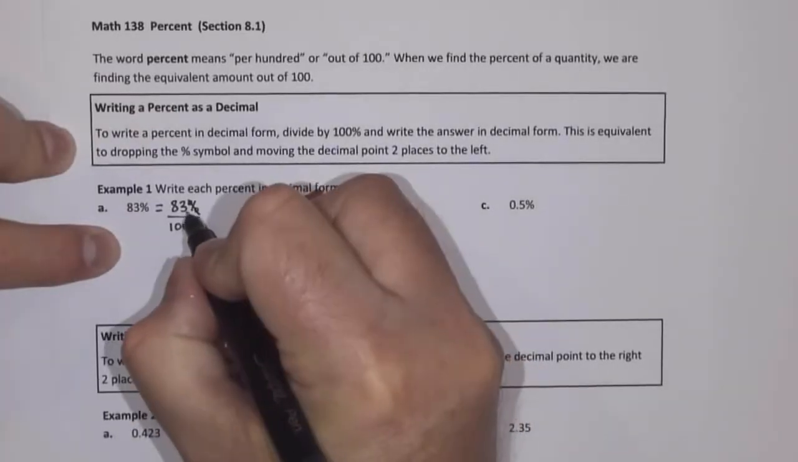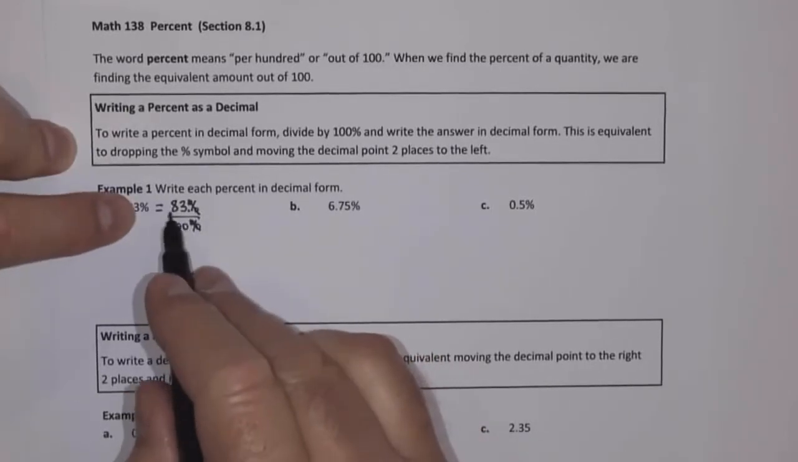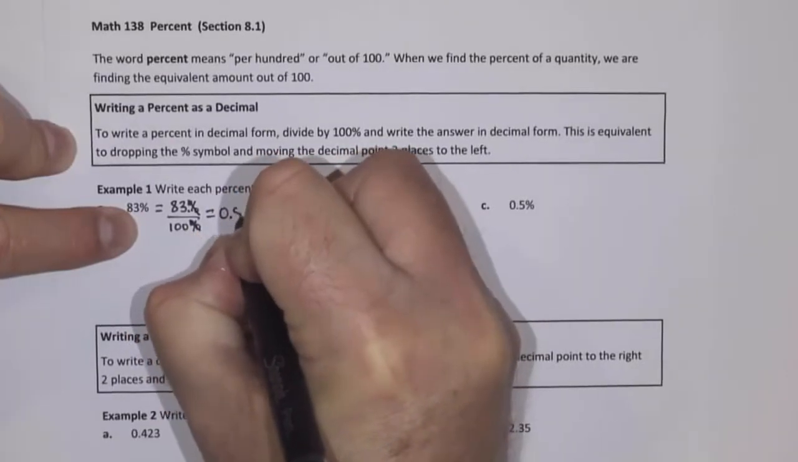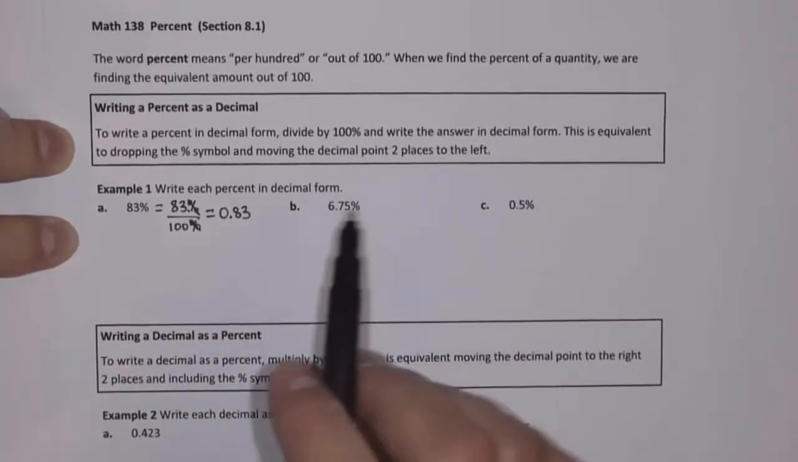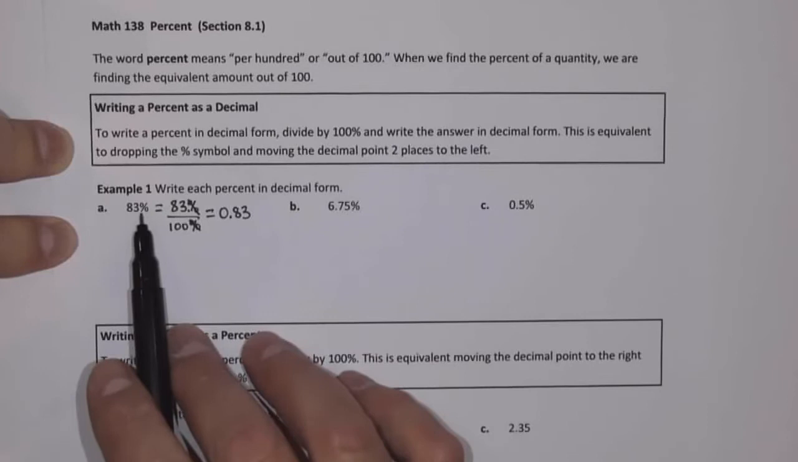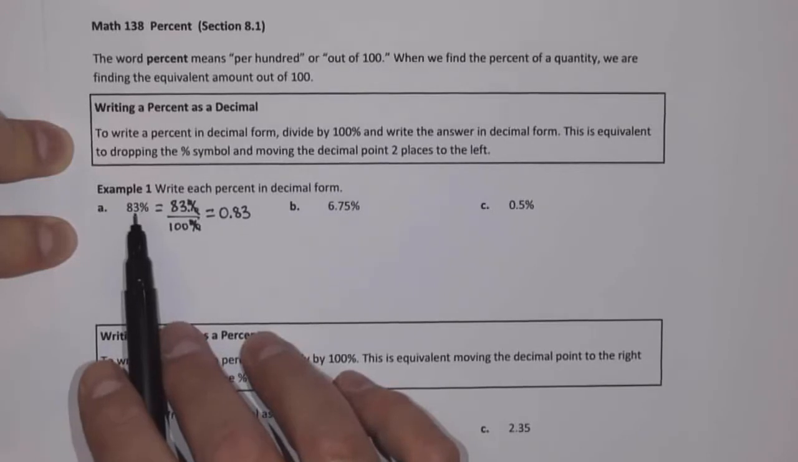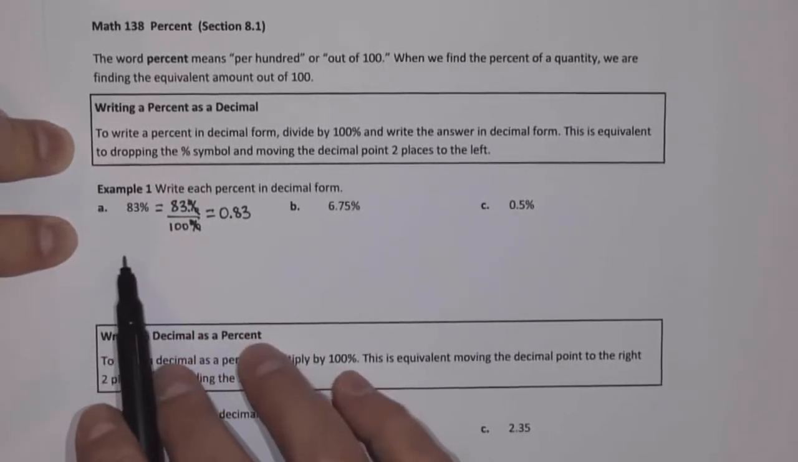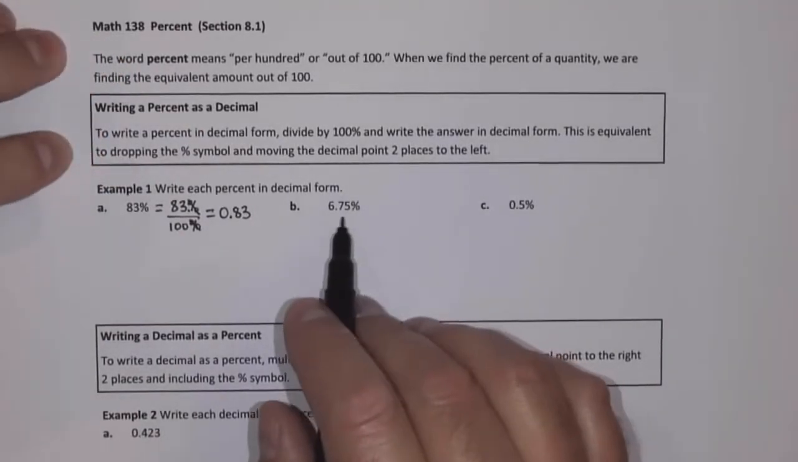So for 83, the decimal point's understood to be behind the 3, so if that moves 2 places to the left, then that's going to move the decimal point in front of the 8. So this is going to give us a decimal equivalent of 0.83. Again, what this really amounts to is when we change from a percent to decimal, we drop the percent symbol and we move the decimal point 2 places to the left. So again, on 83% here, the decimal point is understood to be behind the 3. That moves 2 places to the left, which would be in front of the 8, and we drop the percent symbol to get 0.83.